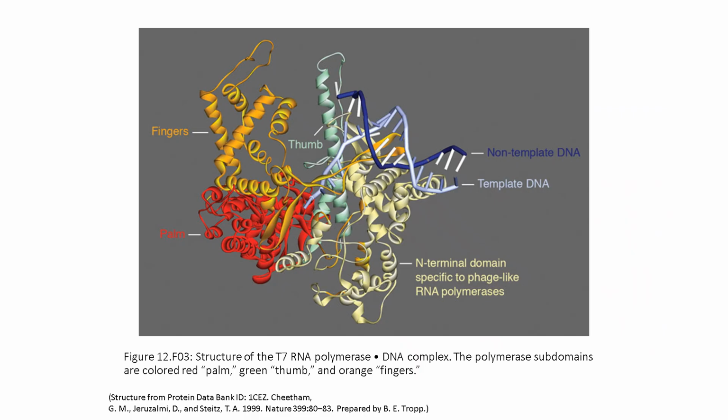Here, we see the crystal structure of the T7 RNA polymerase bound to DNA. The polymerase is divided into 3 colored subdomains: red for the palm, green for the thumb, and orange for the fingers. These regions collectively form the active site responsible for RNA synthesis.